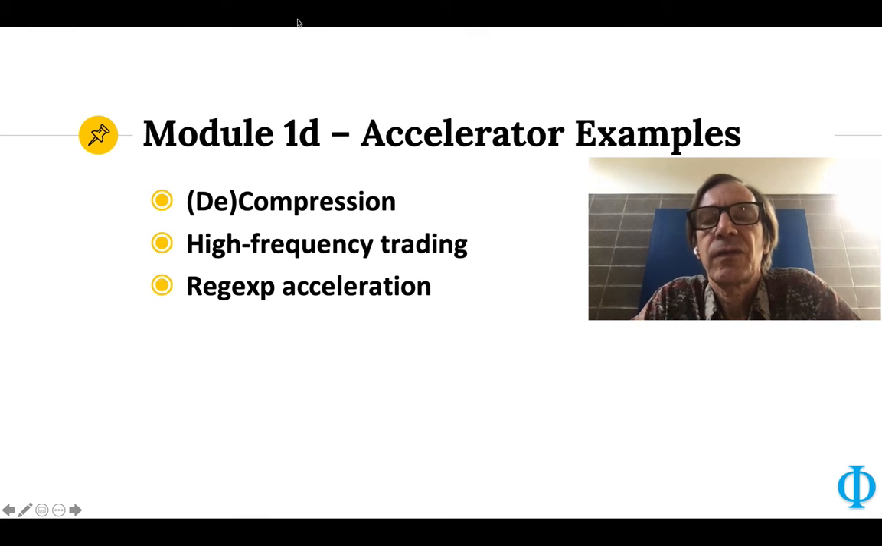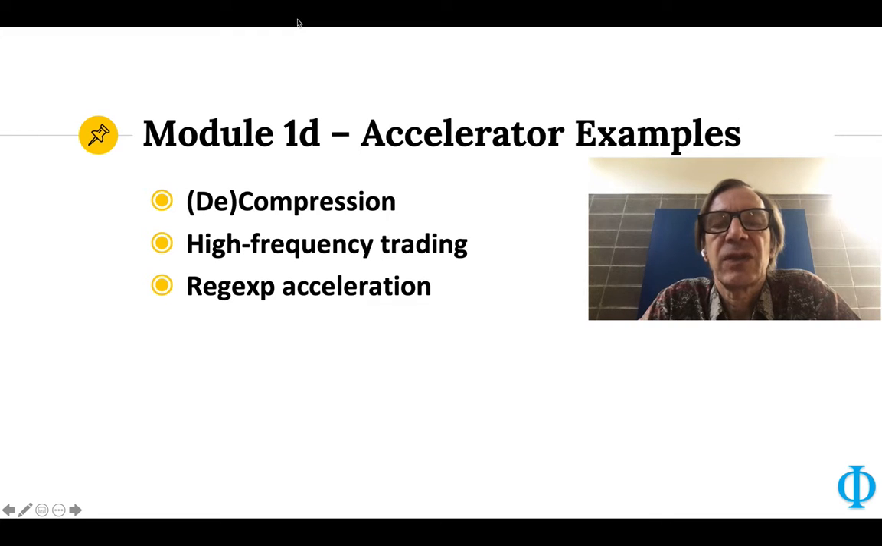So here are the three examples we'll use in this submodule, and some of these we will revisit in more detail later. The first one is compression or decompression of data. The second is high frequency trading. And the third is acceleration of regular expression evaluation.